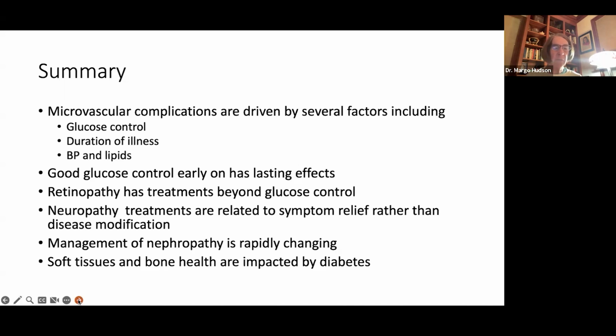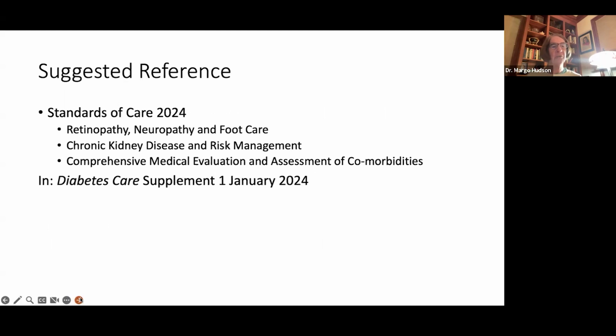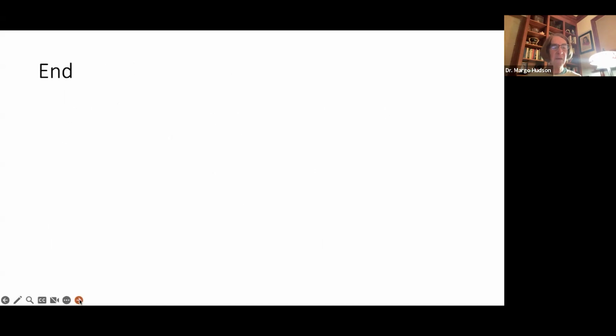And I do want you to be aware that soft tissue and bone health are impacted by diabetes, and we should be more aggressive as far as bone density treatment goes. So you can look all of this up in the ADA supplement. It is free. And hopefully we have a few minutes for questions.